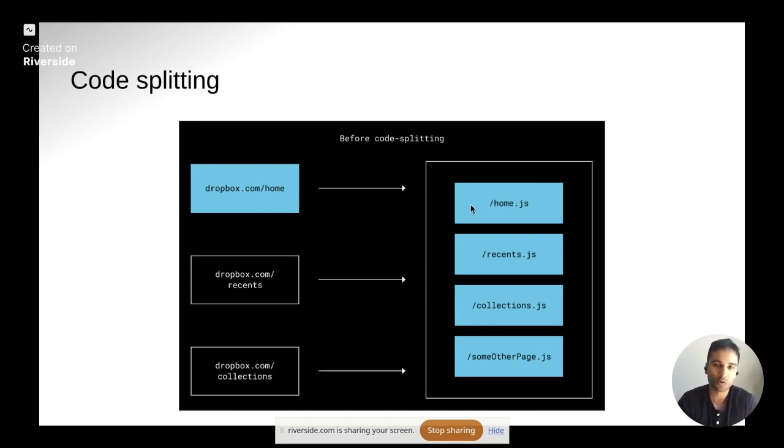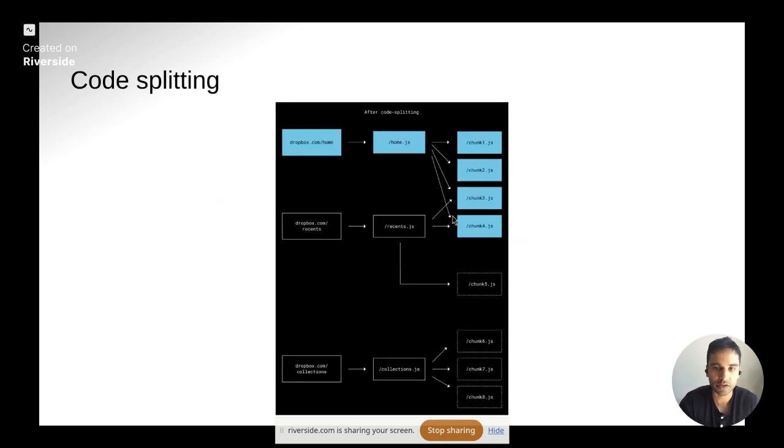When you visit the homepage, you do not necessarily need to download the code for all the other pages, like the recents page or the collections page or any other page. So code splitting allows the browser to only download the code that it needs. In this case, if you're visiting home, the blocking load will be on home.js, and maybe we can load these other bundles asynchronously, so that if you do end up clicking on another page, then the code is ready without actually blocking the first page load.